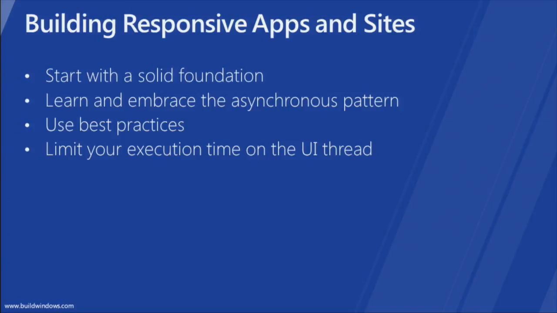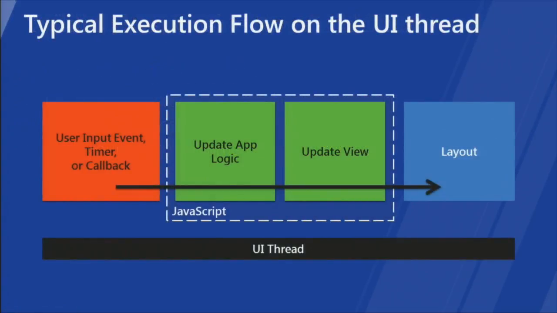Let's look a little closer at what happens on the UI thread. JavaScript code is started by user events, like those generated from moving the mouse or typing on the keyboard or touching the screen, or by timers or asynchronous callbacks. JavaScript code typically takes on one or two roles. One role is to update an app or site's internal logic, and the second role is to update the view by using document object model APIs. Those APIs in turn cause the app or site's layout to be recomputed. This process all happens on the UI thread, the app's primary thread.